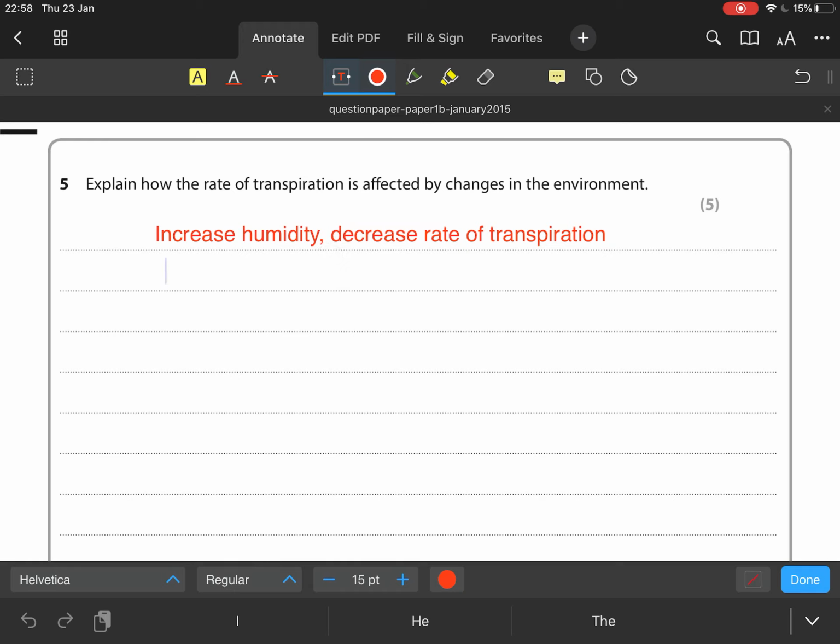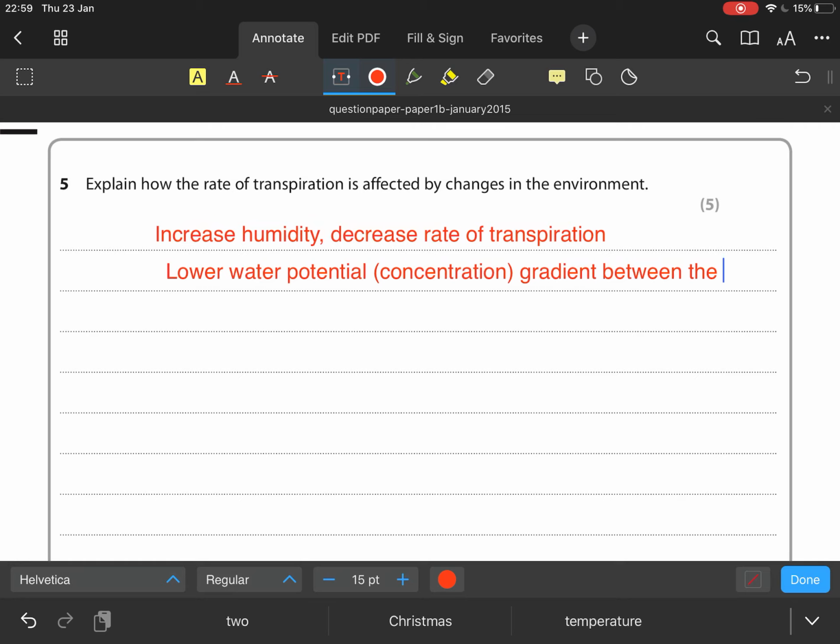If there's more water molecules sitting around the stomata, essentially we have a lower water potential or water concentration gradient between the inside and outside of the leaf. If there's a lower water concentration gradient, you're just going to get a slower movement of water and therefore an overall slower rate of transpiration.